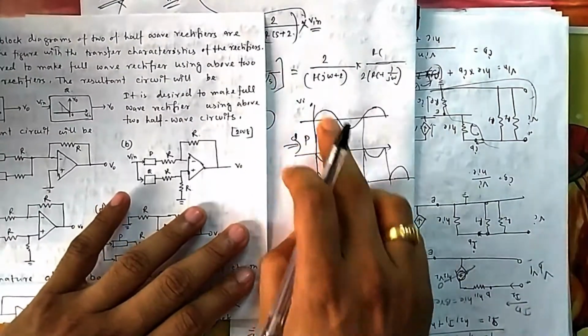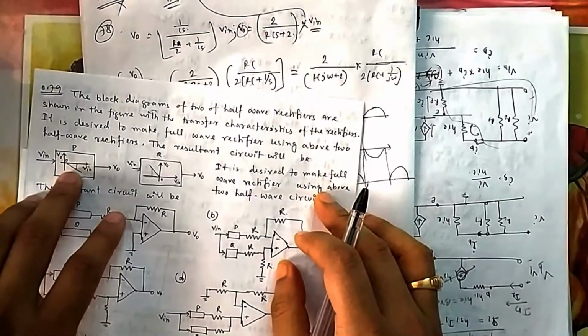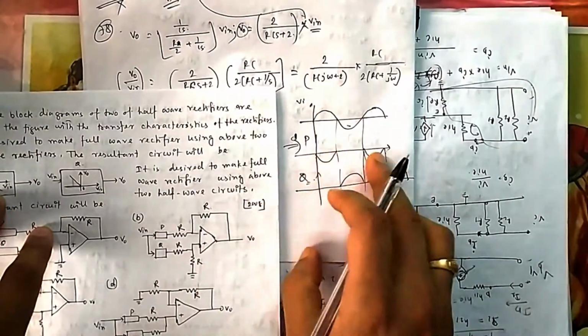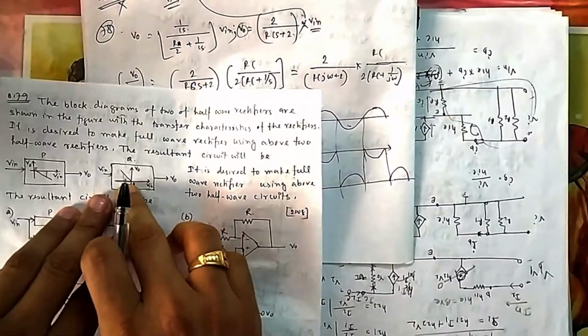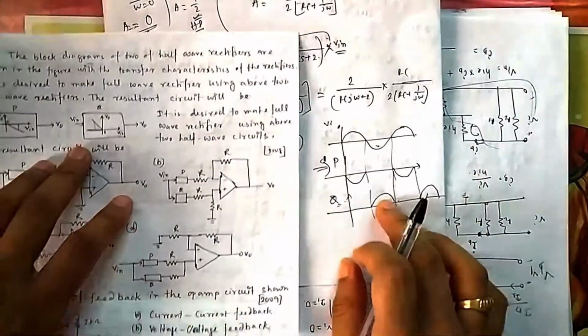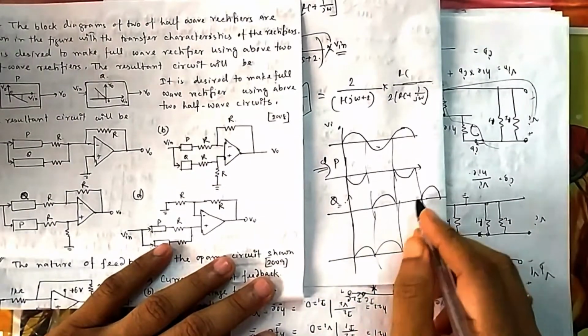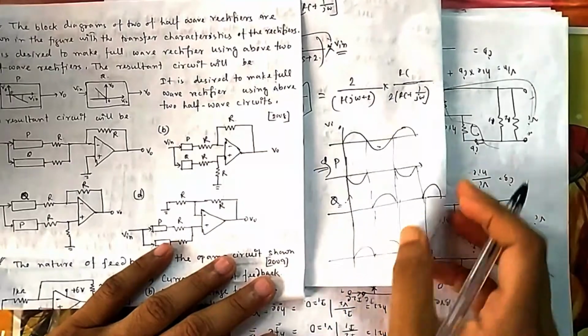So this is P. When Vin is positive, the output is negative. For Q, when Vin is negative, the output is positive. So these two you have to connect and make a full wave. Full wave means you have to make it this. This one we need.